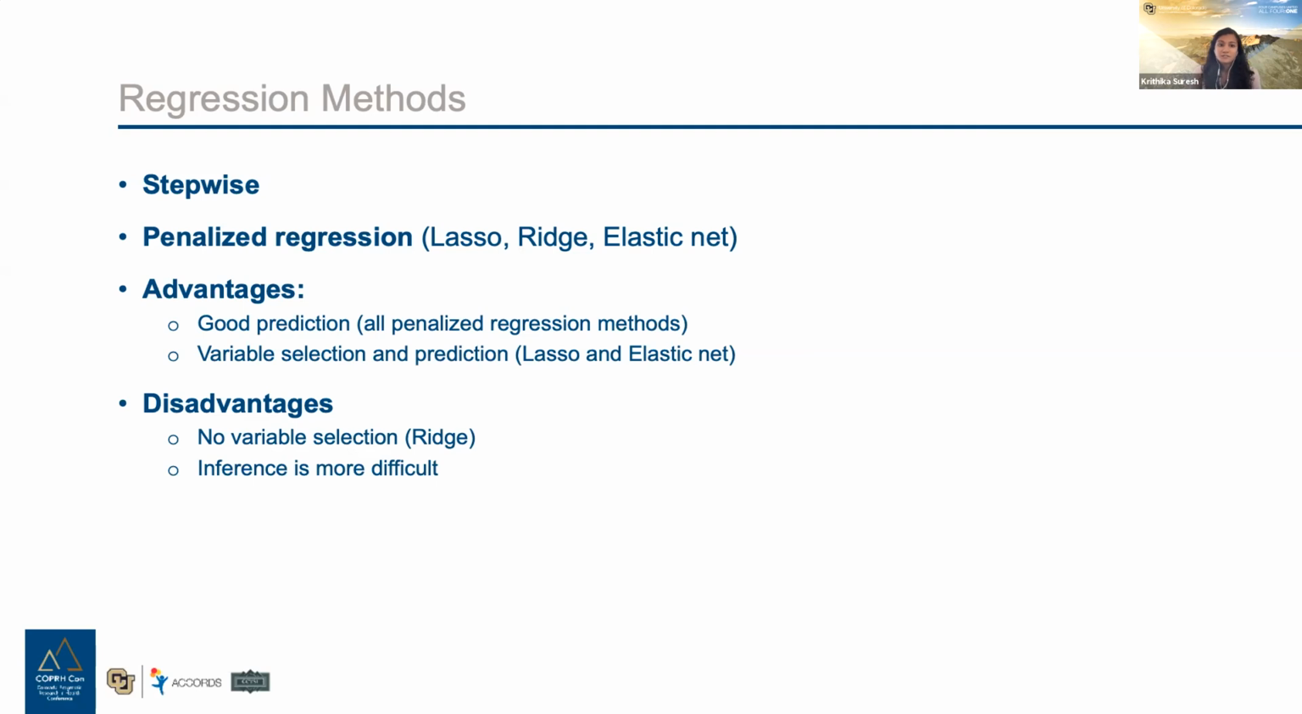And some disadvantages. Ridge forces the estimates close to zero, but not actually zero, so it doesn't perform variable selection. Also with these methods, inference can be more difficult. For example, lasso and elastic net will not select the levels of grouped variables that are correlated. So depending on what your ultimate goal is, maybe if it's purely prediction, then some of these issues may not be as relevant.